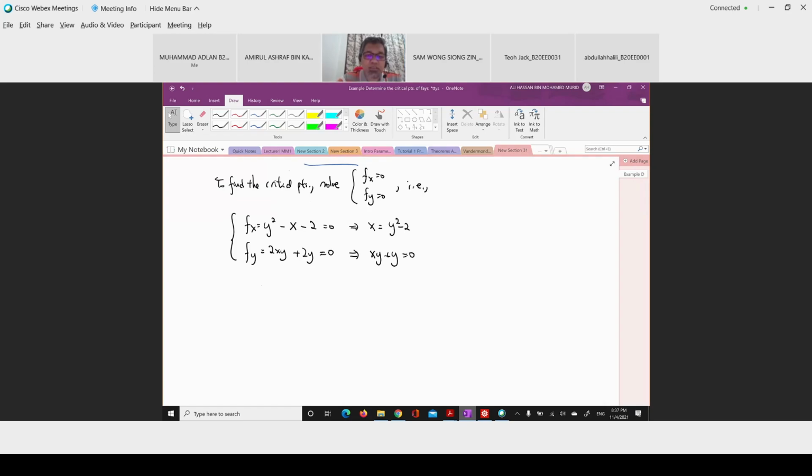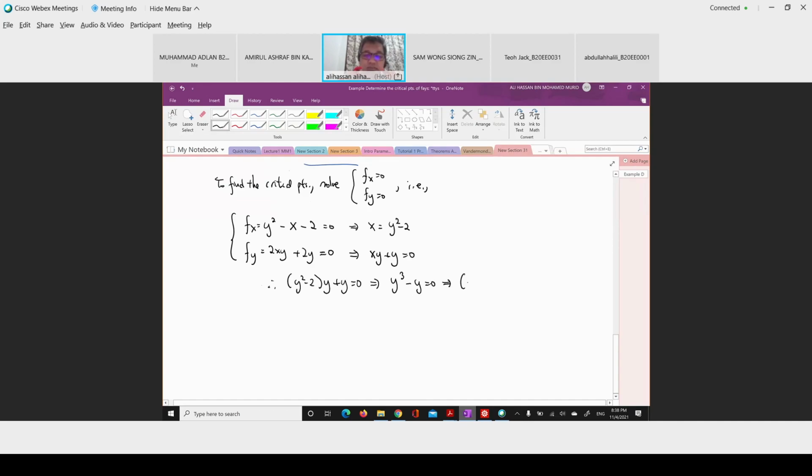So now we replace x in the second equation by y squared minus 2. So we get (y squared minus 2) times y plus y equal to 0. This simplifies to y cubed minus y equal to 0. We can factor out.